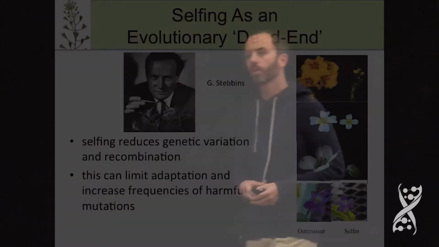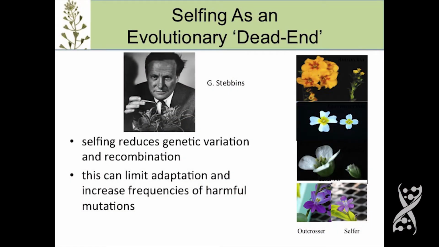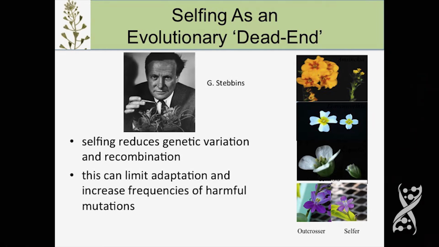Okay? However, even though it might be favored in the short term, there's this long-standing hypothesis, originally promoted by Stebbins, which is that these transitions are, over the longer term, an evolutionary dead end, because losing recombination, because you're highly homozygous, will essentially limit adaptive potential and lead to mutational load. However, there's been pretty limited evidence. There have been some phylogenetic patterns fitting with that, but there's somewhat limited evidence that selfing really does lead to an accumulation of deleterious mutations.